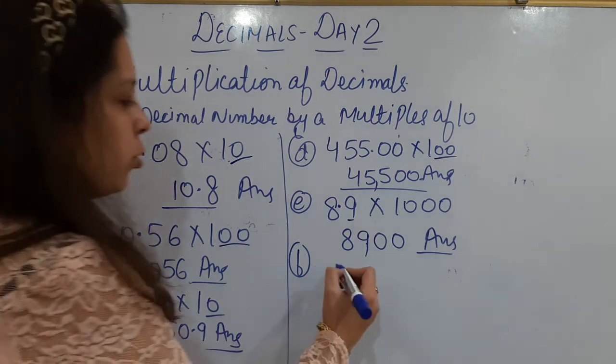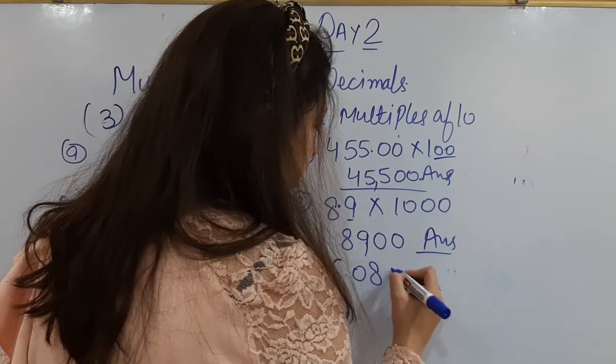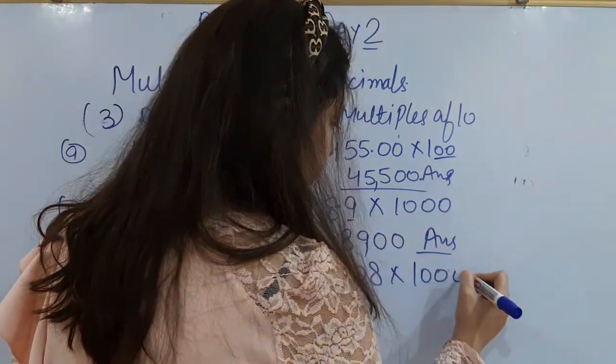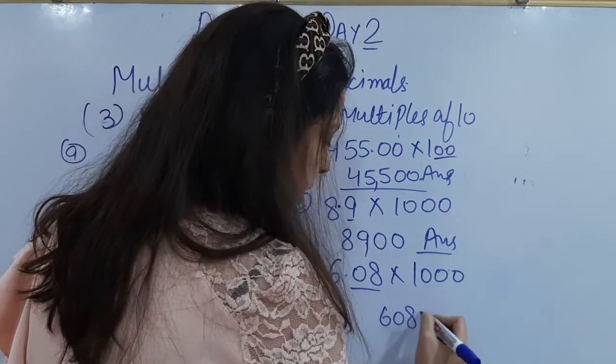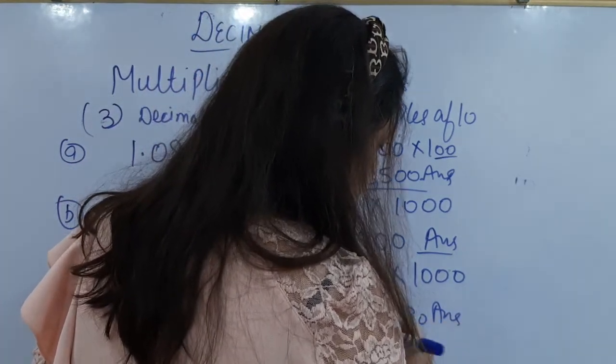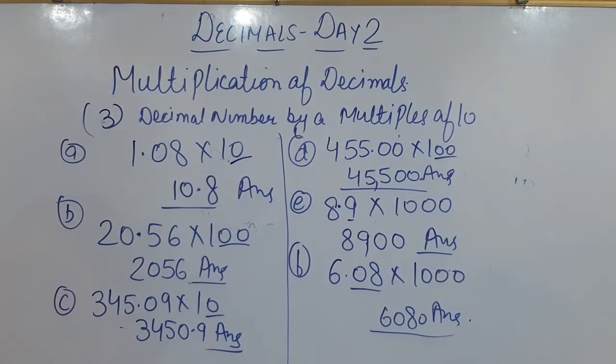Let's consider the last question. 6.08 multiplied by 1000. So 2 digits are here and we will add one more digit. So 6080 is the answer. Hope these things are clear to you.